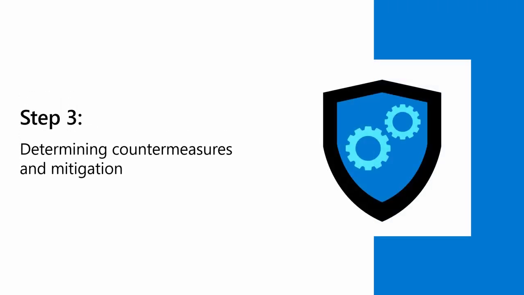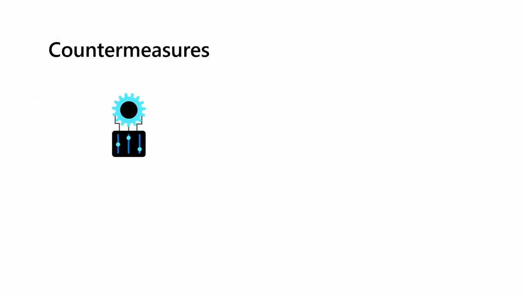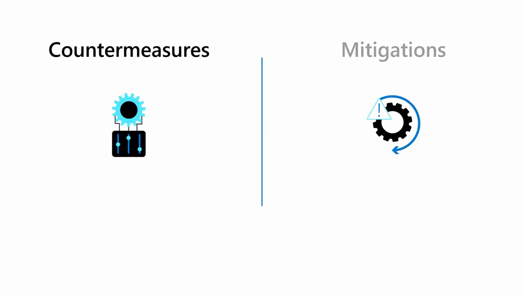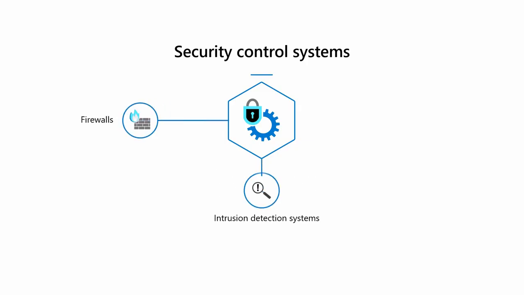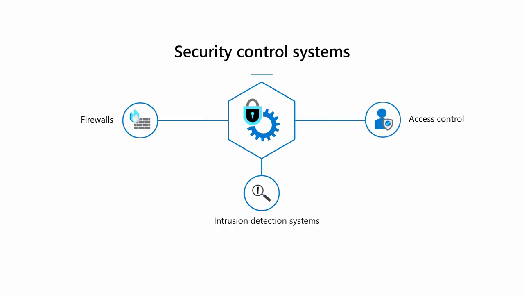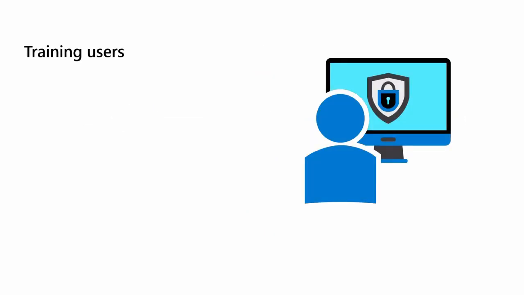Let's move to the third and final step of threat modeling, determining countermeasures and mitigation. Countermeasures are measures you can take to prevent a threat from occurring, while mitigations are measures you can take to reduce the impact of a threat if it occurs. Some examples of countermeasures and mitigations include implementing security controls like firewalls, intrusion detection systems, and access control lists. Next is training users on security best practices around password security, phishing awareness, and social engineering.